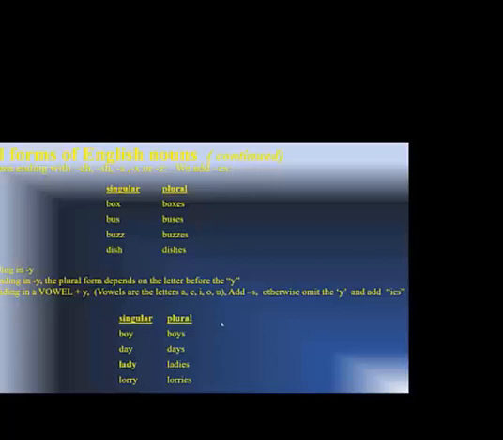For the nouns that end with y, we have two cases. The first case: if the letter preceding the y is a vowel letter. Preceding means comes before. The vowel letters are A, E, I, O, U. So add S directly. Boy, boys. Day, days, and so on.